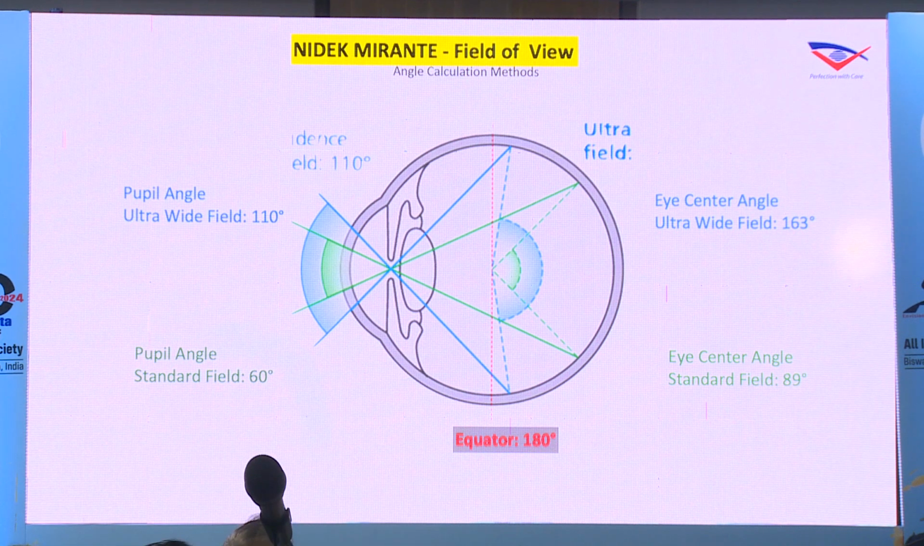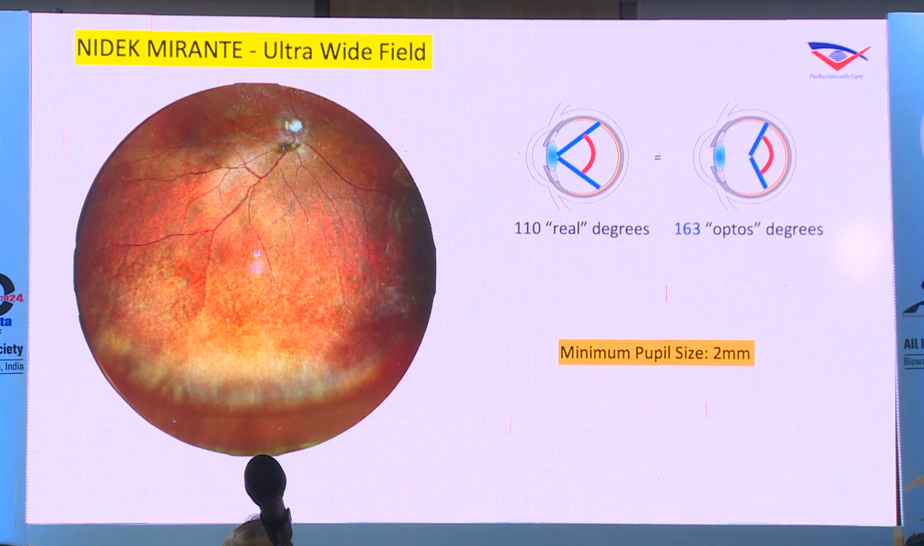If you draw a straight line, which is 180 degrees, they always say it gives you a 200 image. I have gone back to them and asked, how come you get a 200 image which is beyond that 180 degrees? And nobody is able to answer that to me. So the Optos angle for Mirante is 160 degrees, which actually is in real degrees 110 degrees.